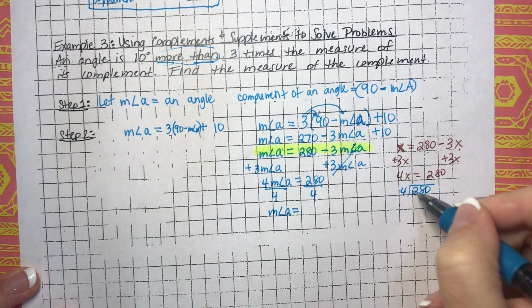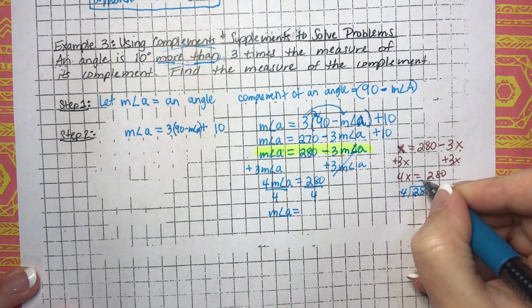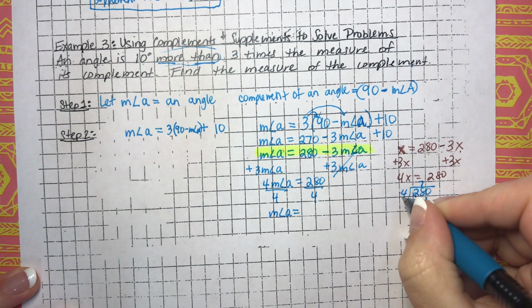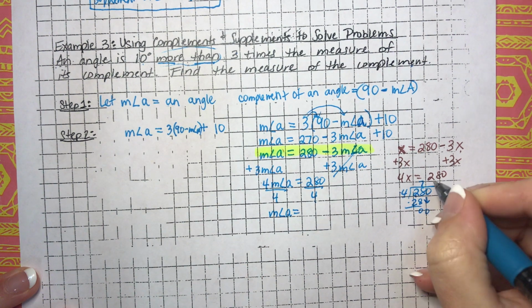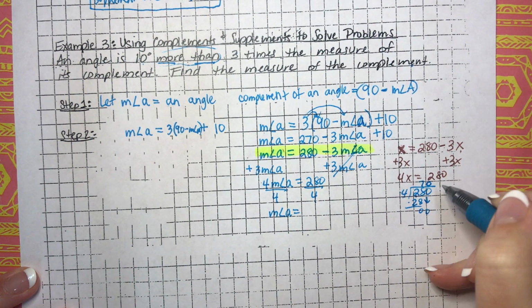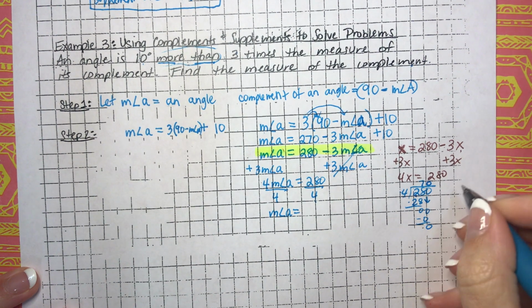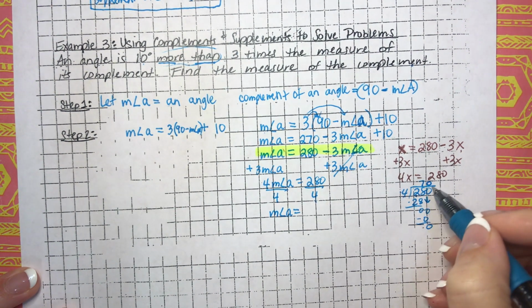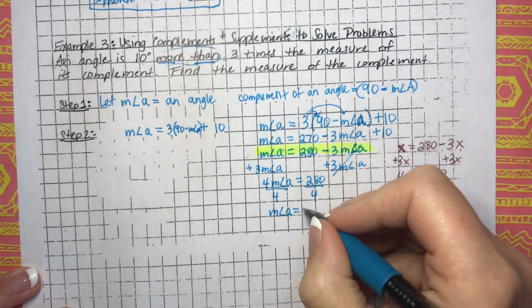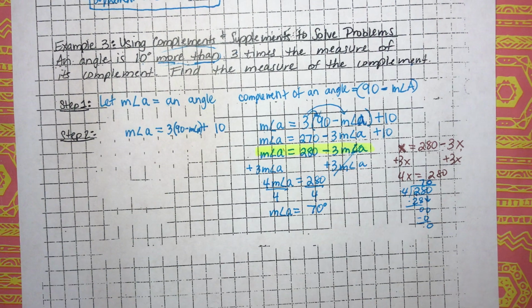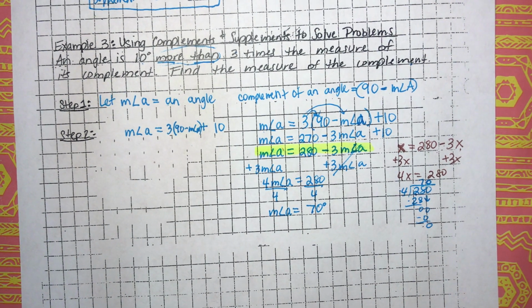4 doesn't go into 2. 4 goes into 28 7 times. 7 times 4 is 28. No remainder. Drop that 0 down. 4 doesn't go into 0, so it goes in 0 times. So there you go. 0 times 4 is 0. No remainder. Nothing to drop down. You're done. So that means the measure of angle A is 70 degrees.